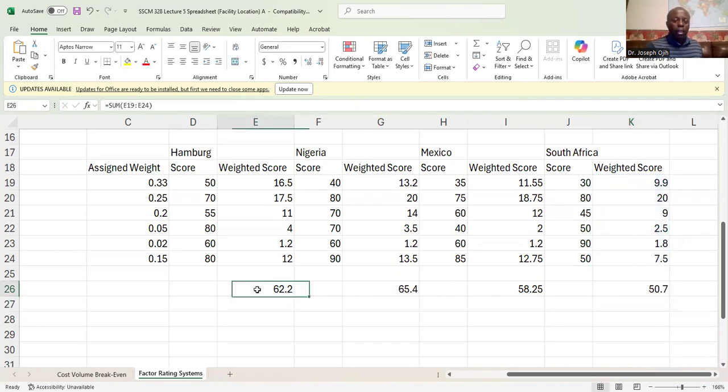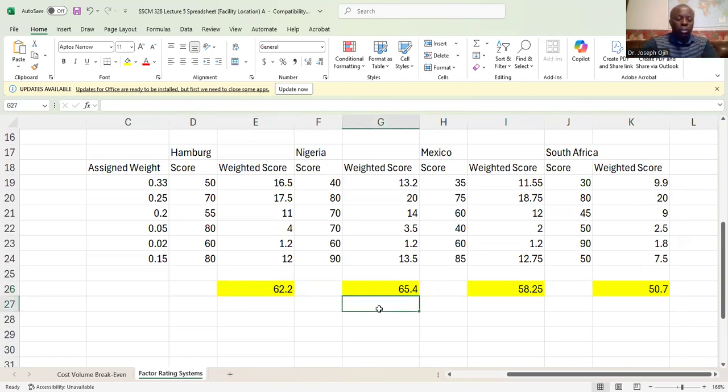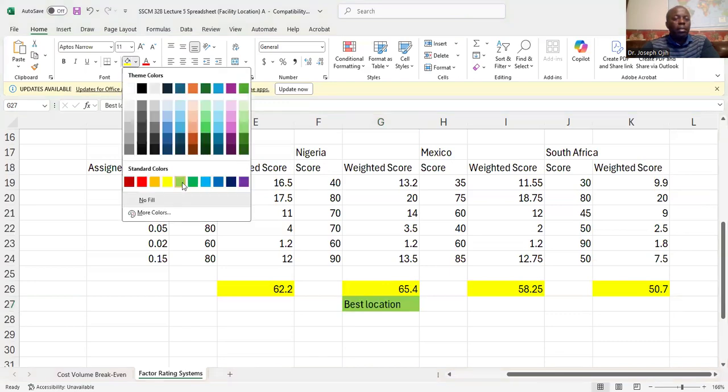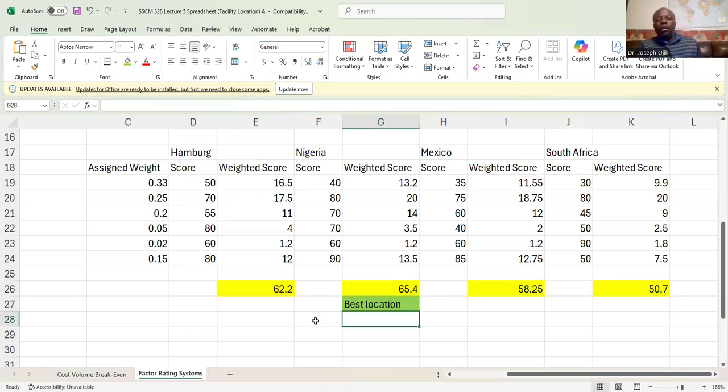So you can see the totals. The one that has the highest total is the best place to locate the facility, which is Nigeria with 65.4. The closest is Hamburg. So Nigeria has the highest. So you can put that this is the best location, and give it maybe light green. And that's it.